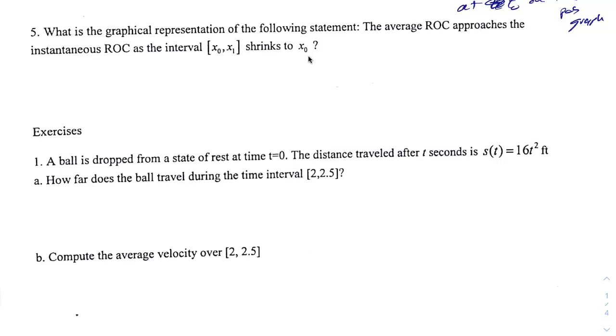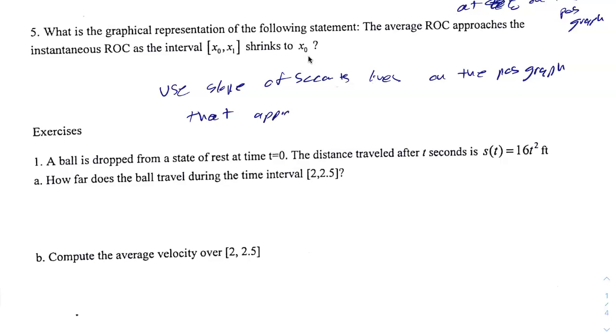We're going to use the slopes of secant lines on the position graph that approach the tangent line to approximate the instantaneous rate of change. That's what that is. So that's all it is.